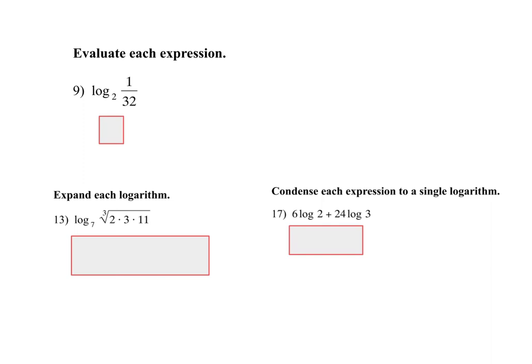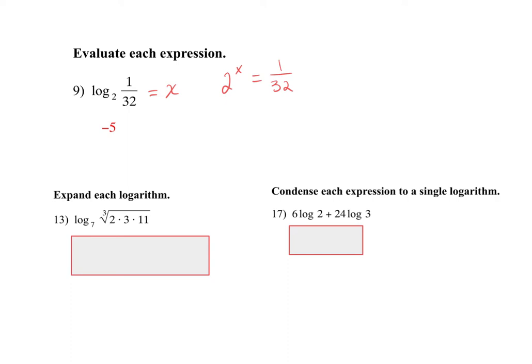Same holds true of these. You're really solving for what the exponent is. So you're saying 2 to what power equals 1 over 32. Remember, if it is a fraction, your answer is going to be negative. 2 to what power equals 32 would be 5. But it's in the denominator there, so this is going to be a negative exponent. Negative 5 would be my answer.